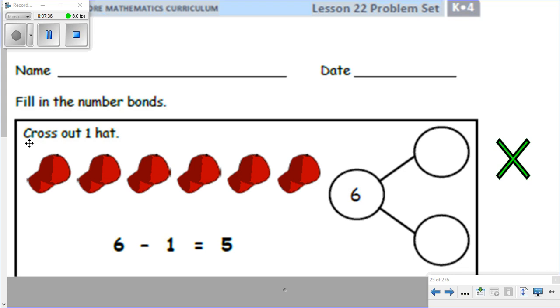And up here, it lets us know, cross out 1 hat. So let's get my X and cross out 1 hat. And then if we crossed out 1, it should be 5 are left. 1, 2, 3, 4, 5. So here's our number bond. The whole amount is over here on this side. And the parts, how many have an X? 1. And the other part, how many are without an X? 5. That gets filled in for our number bond.